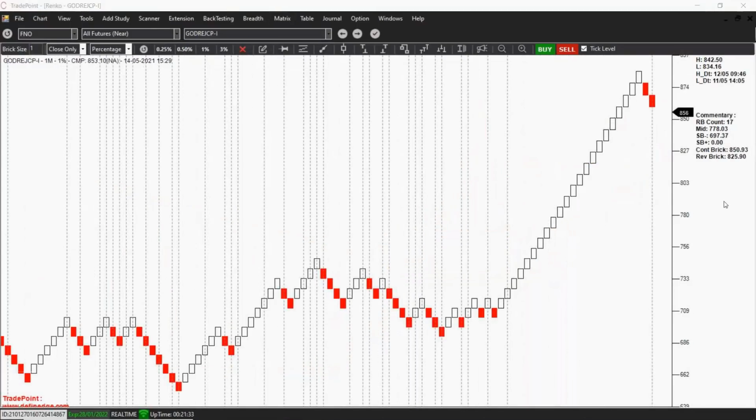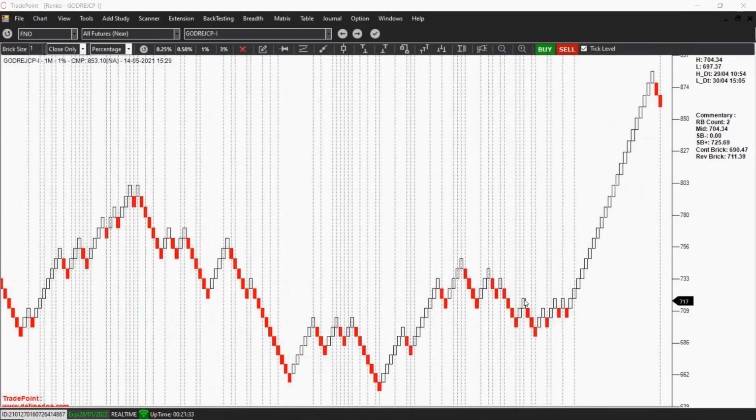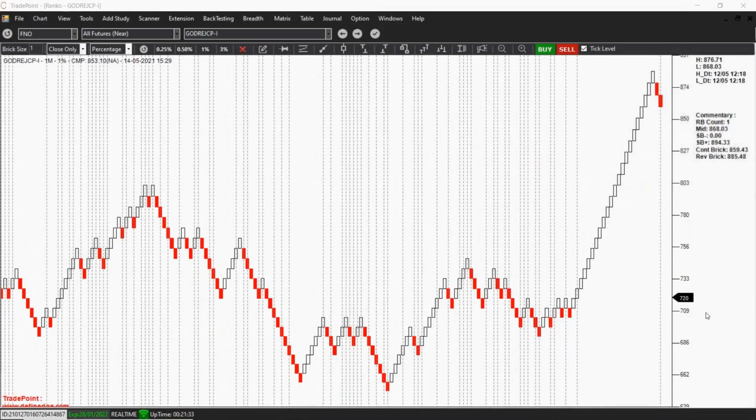Godrej CP, there was a strong move on news, but if you see the chart, there was a bullish wick breakout at the bottom, multi-brick breakout, bullish wick back, followed by a retest in that area. Okay, then a zigzag for multiple sessions, then a multi-brick breakout, and there was a strong move during that day.